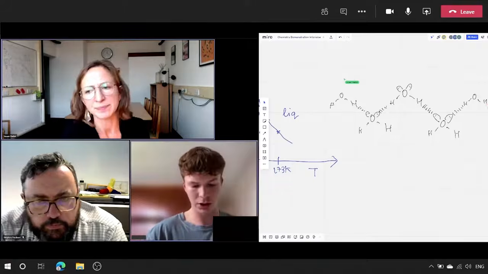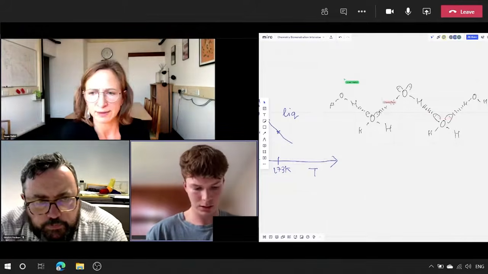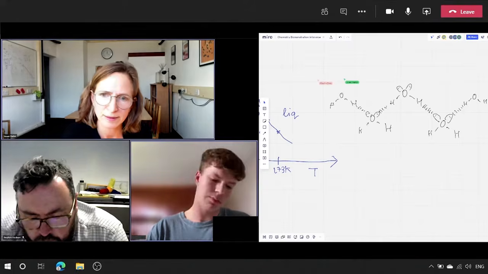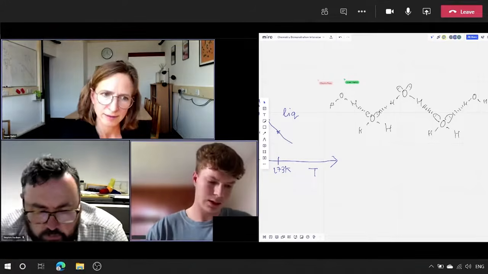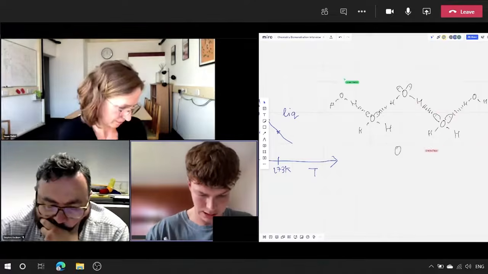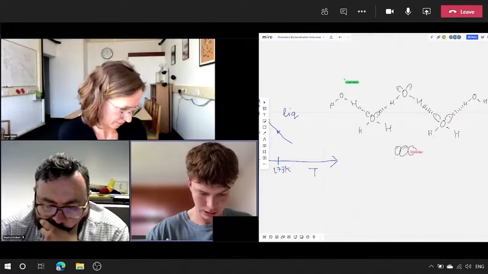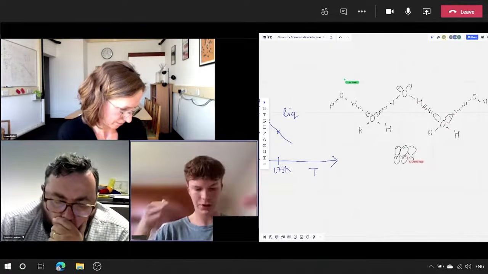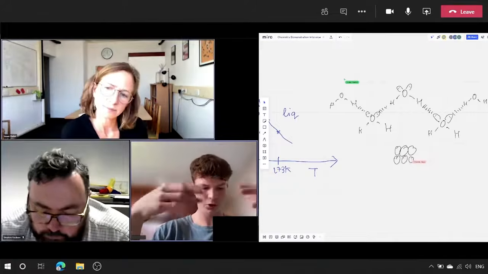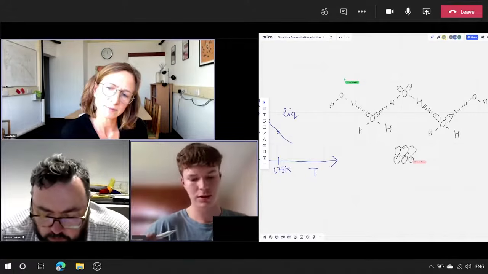Would that be the structure in the liquid? Why do you say that? Because in a solid, I'd imagine it's more likely to be arranged in a more rigid, almost, what's the word, lattice structure.